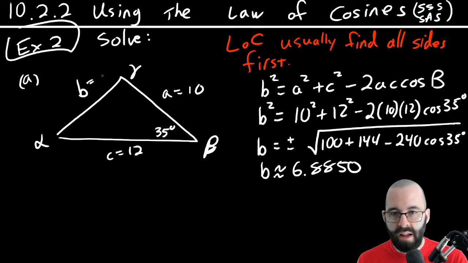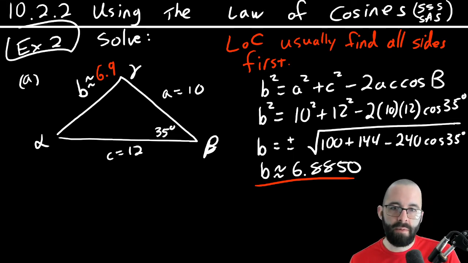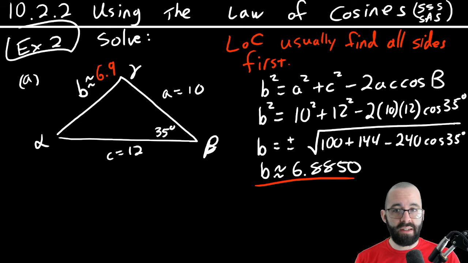In our answer, a lot of times the book only wants 2 decimal or 1 decimal place. So in our answer, we can just write 6.9 like that. But it's good to have extra digits because we're going to have to use it later. And now we can either use the law of sines or the law of cosines to finish. Law of sines is usually easier.